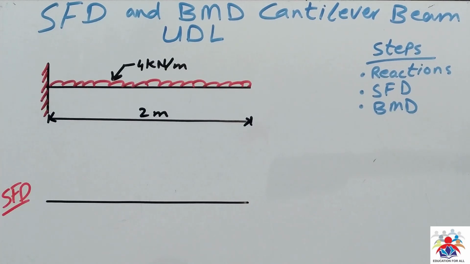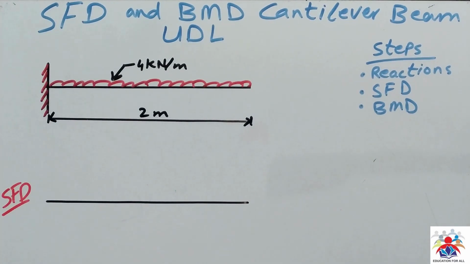In this video, I am going to explain how to draw shear force and bending moment diagram of a cantilever beam having UDL on its entire length. As you can see in a diagram, we have a cantilever beam, so we have only one fixed end, the other end is free. So that's called cantilever beam. We have three steps to follow: reactions, shear force diagram and bending moment diagram.